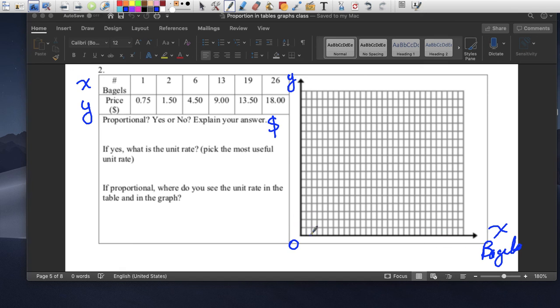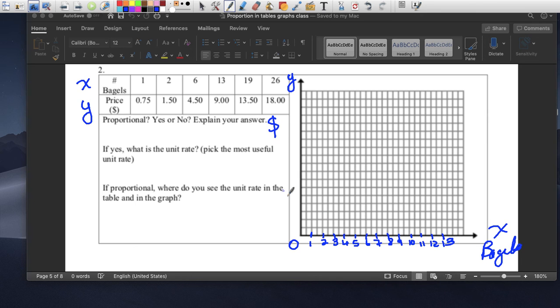I'm going to skip because there's so many boxes. So every 2 is going to be 1, 2, 3, 4, 5, 6, 7, 8, 9, 10. And this one you have to be really careful. It's so tiny. 11, 12, 13. I'm going to stop at 13.